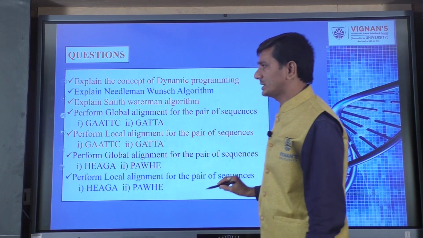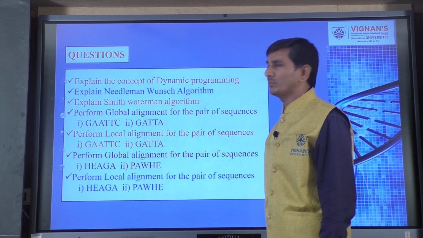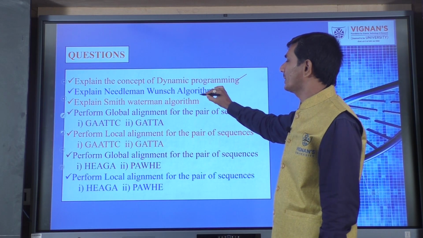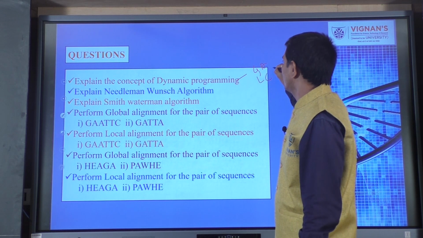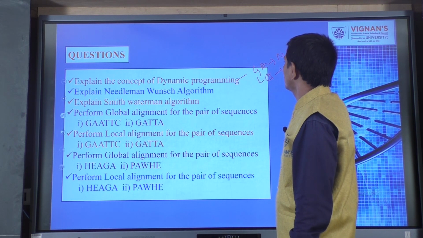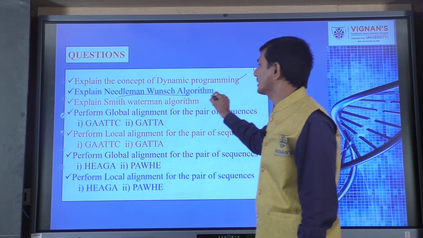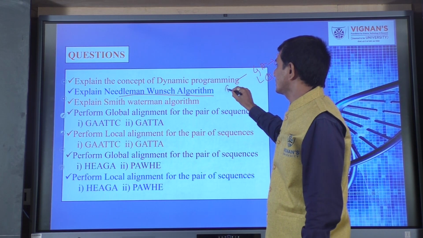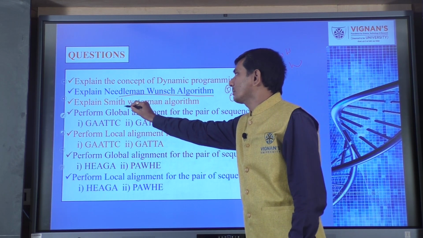So, the possible questions from this topic: the first one is the concept of dynamic programming, where we need to define dynamic programming, followed by the types of alignments, global alignment, then local alignment, and then the Needleman-Wunsch algorithm, and then the Smith-Waterman algorithm. The second question is about the Needleman-Wunsch algorithm, where two strings need to be taken and then alignment of the two strings needs to be carried out.